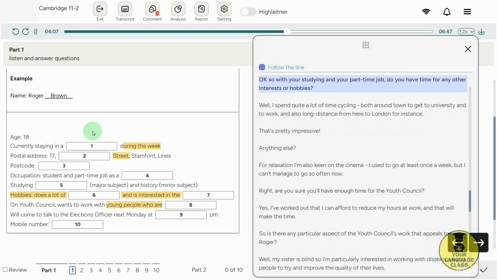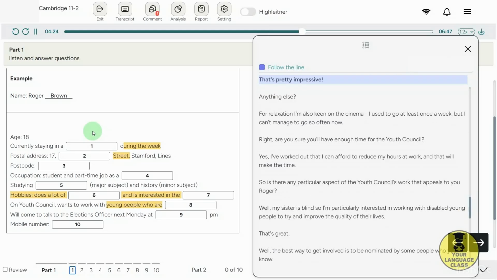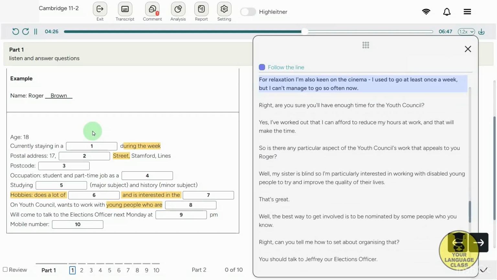OK, so with your studying and your part-time job, do you have time for any other interests or hobbies? Well, I spend quite a lot of time cycling, both around town to get to university and to work, and also long distance, from here to London, for instance. That's pretty impressive. Anything else? For relaxation, I'm also keen on the cinema. I used to go at least once a week, but I can't manage to go so often now.